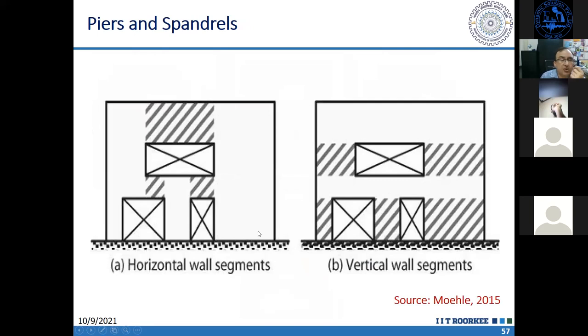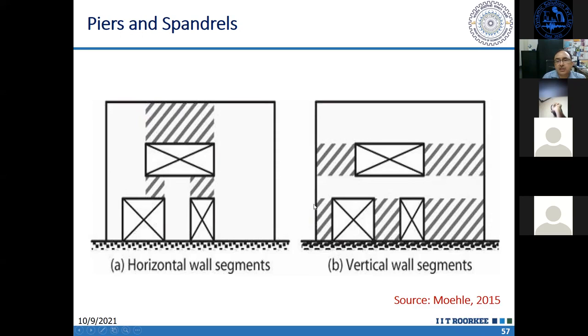Then in any shear wall, two portions are important. One is what we call a pier and another what we call a spandrel. A spandrel is nothing but a beam, a horizontally spanning component. So in the first figure, these are the spandrels. These will be designed as beams, so the bending will be about a horizontal axis.